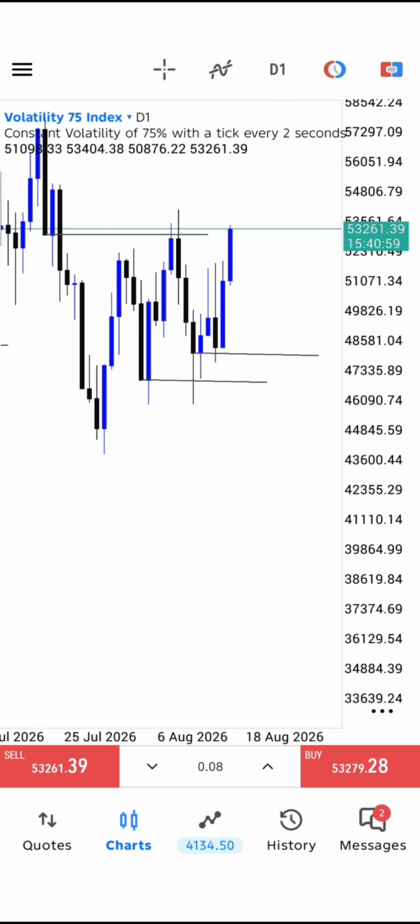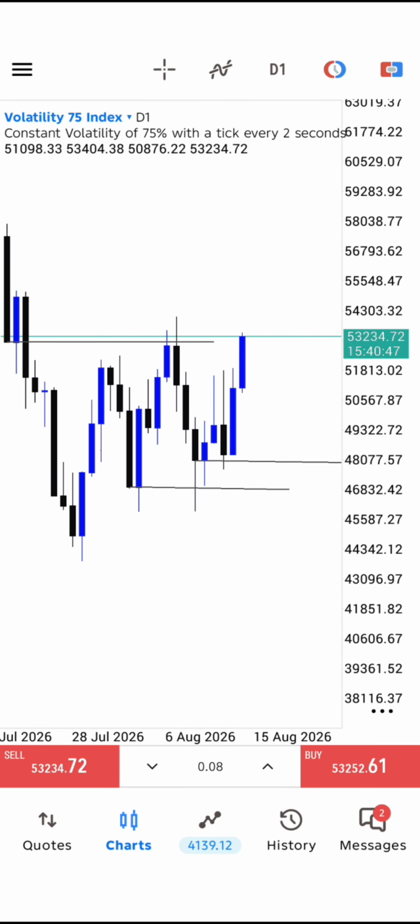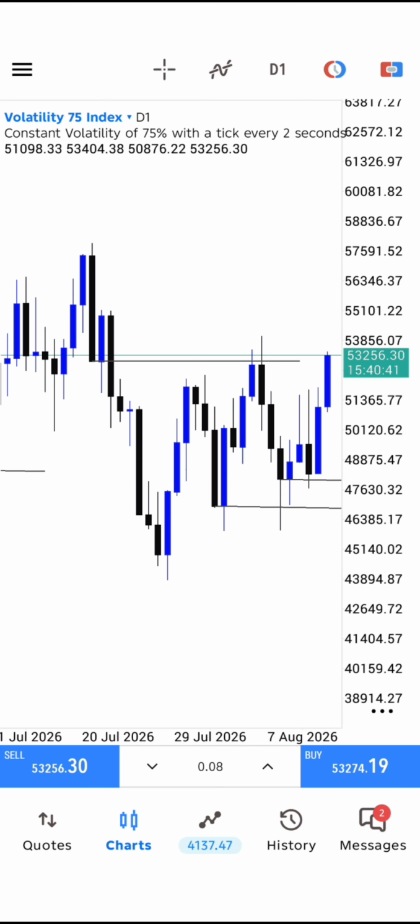Kindly watch where I mark on the daily time frame. Whatever I mark, just watch how price reverses from there. I think I discussed this with you guys. When price comes to these kinds of zones on the daily time frame, we are expecting a reversal. Just look at it.